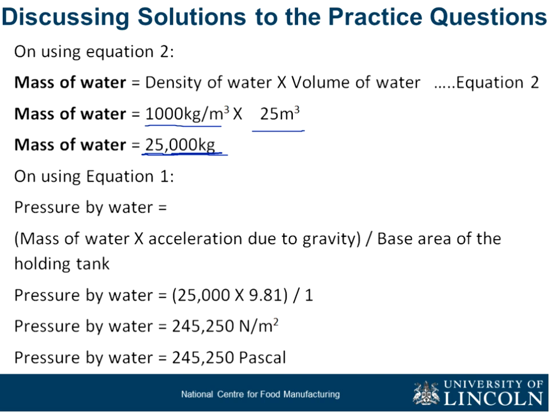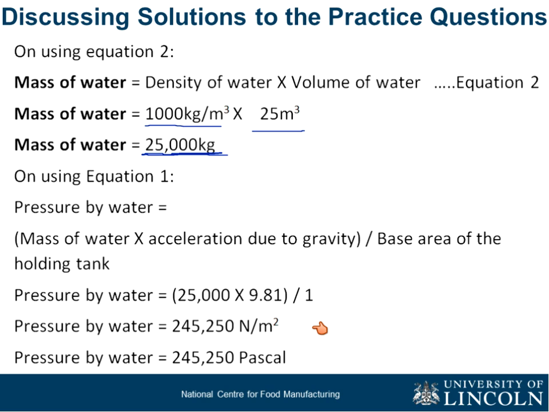So we've converted the volume of the water now to kilogram. So now we know the acceleration due to gravity is 9.8. So all we just need to do is to get the weight, and the weight is the mass multiplied by acceleration due to gravity, and then divided by the base area. The base area is 1. So the pressure exerted by that water is 245,250 Newton per meter square. So take note of this. This is the pressure exerted by the water.